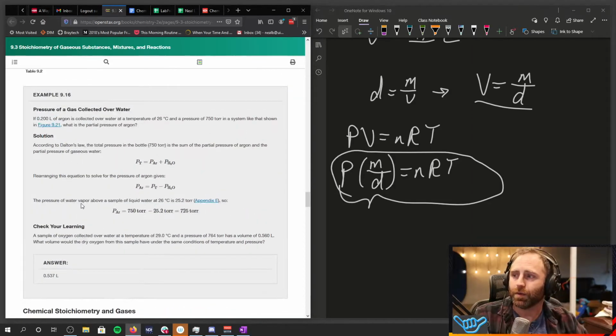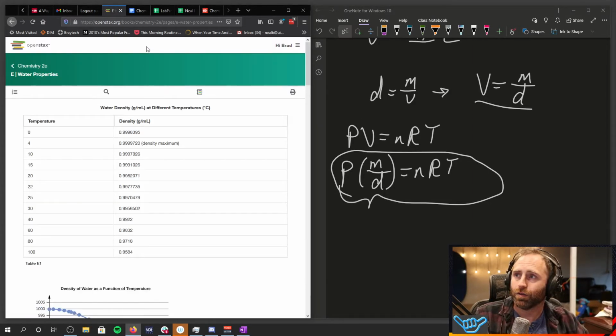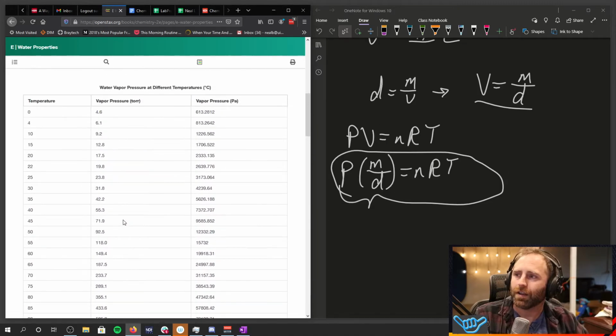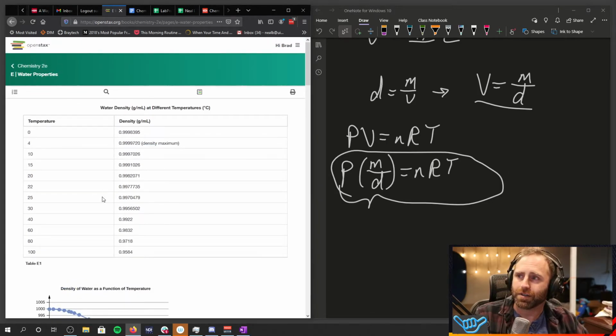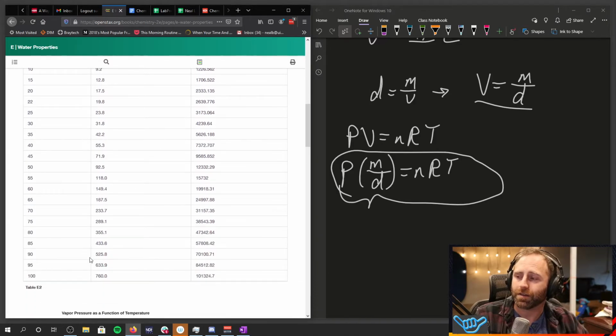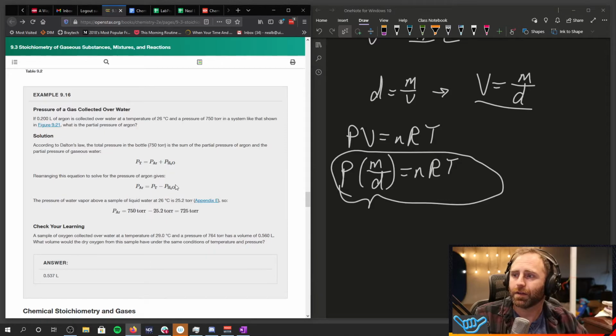There's also these like huge old tables. Well, this isn't as huge. Yeah, there we go. Now we're talking. Now we've got all these different partial pressures here. So here's your water density. Here's your vapor pressure of water at different temperatures, yada, yada. You can always find those. So this is a number you look up. This is the number you're looking for. This is the number that is given.